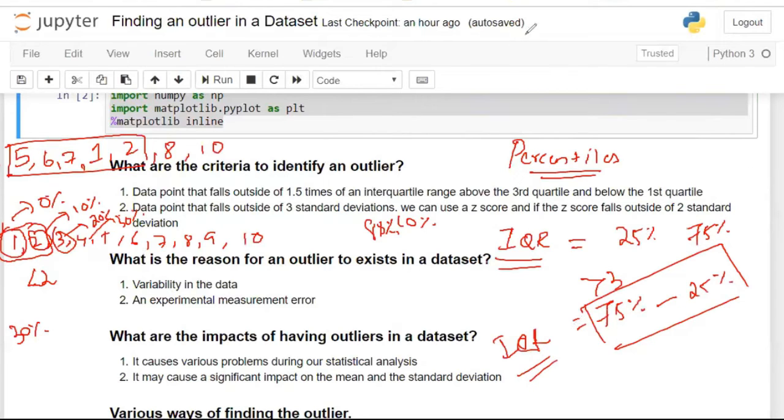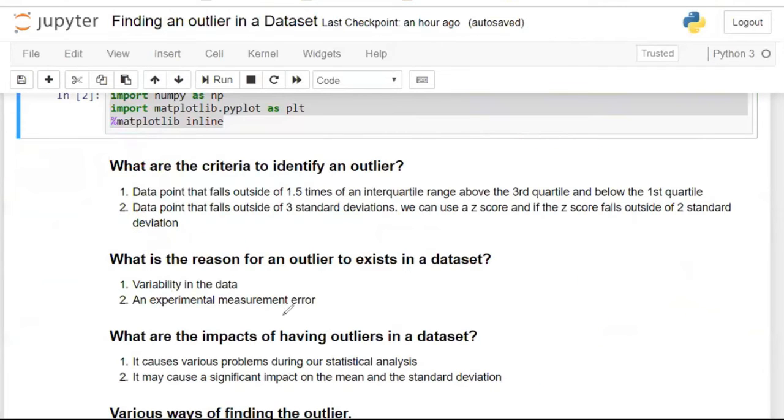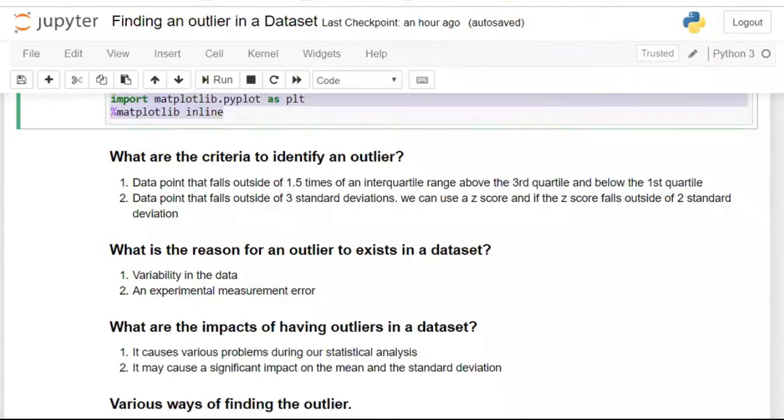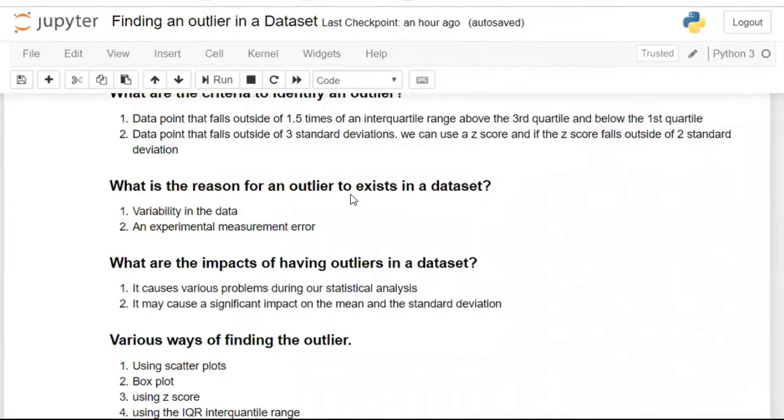So these were the two techniques: one is the Z-score and one is the interquartile range. After this, what I'm going to explain is what the reasons are for an outlier to exist in a data set.